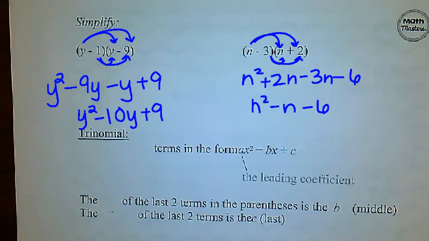Okay, so what I first want you to notice. A trinomial, we know, is 3 terms, in the form of ax squared plus bx plus c. So exactly what I just started talking about. So the leading coefficient. What we are going to do, the sum of the last 2 terms in the parentheses is the b.